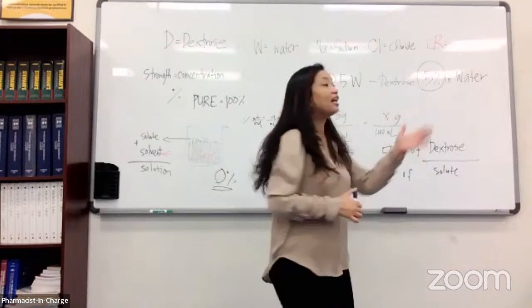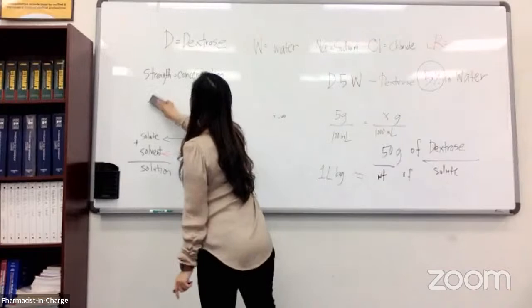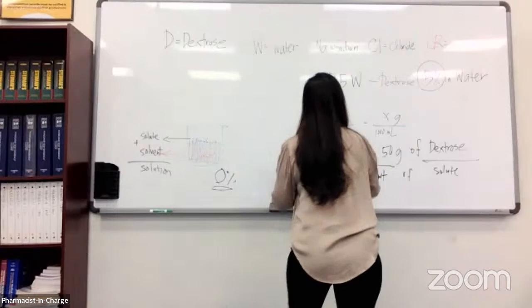That's easy for dextrose. It can be 10%. I have a practice problem. But let's do normal saline this time. Same. That's why I didn't erase it. Solute, but this time it's salt. However, what did I tell you about normal saline?